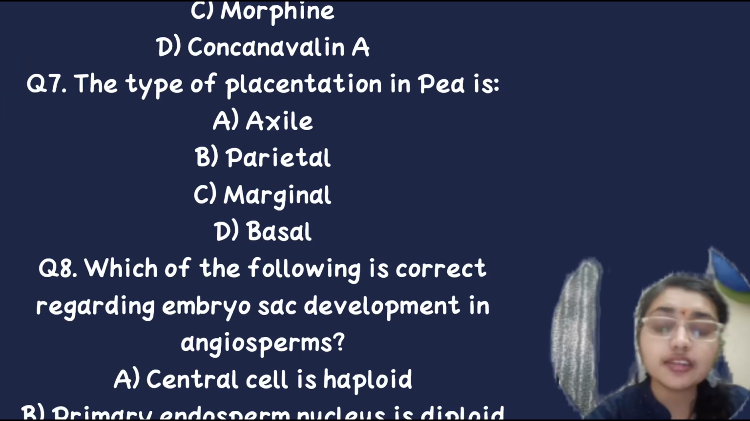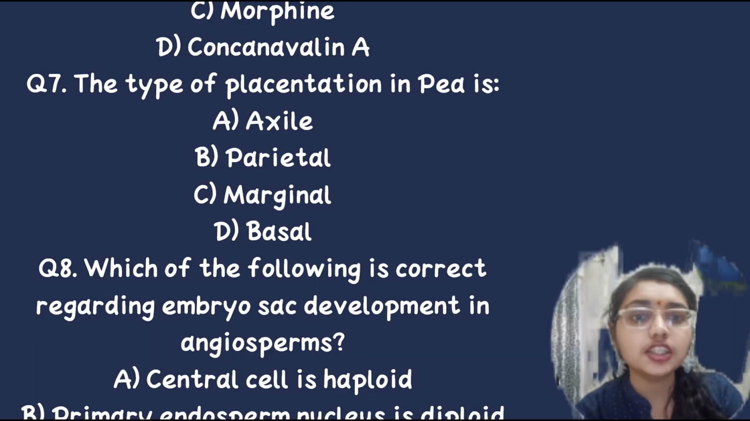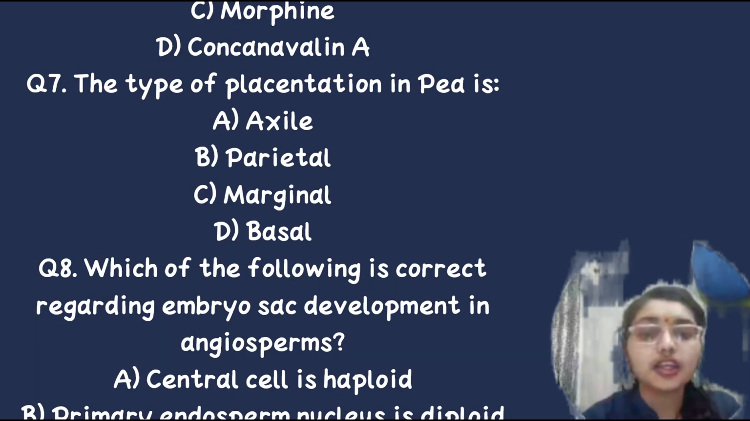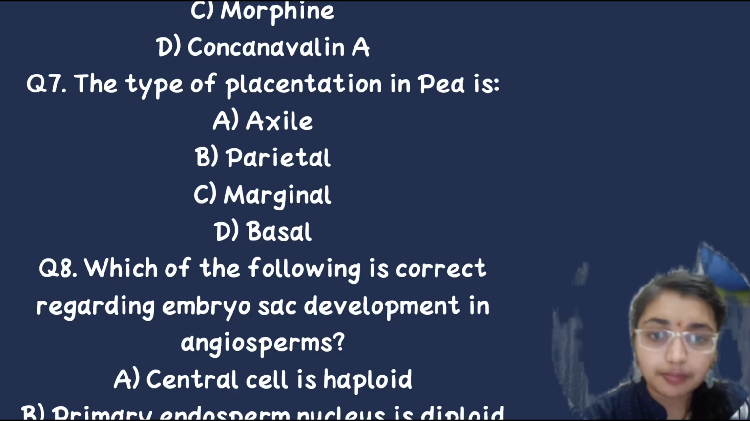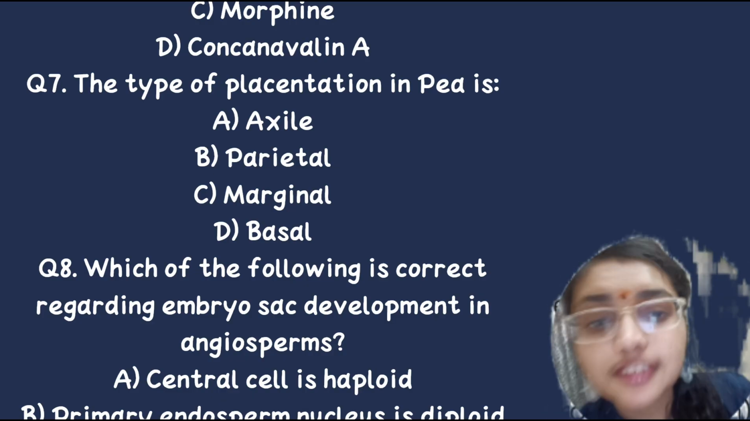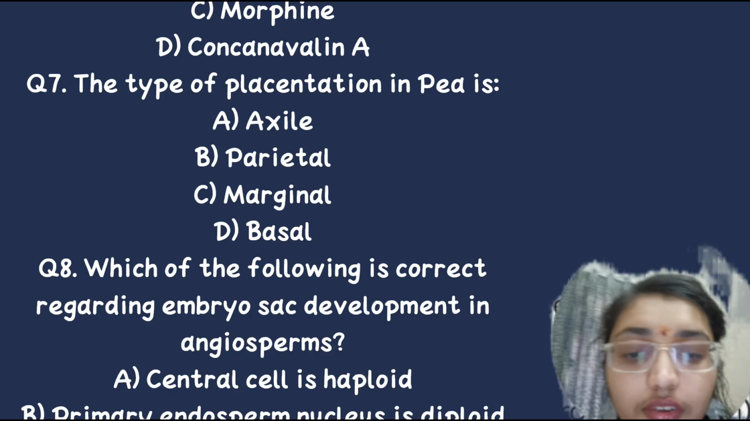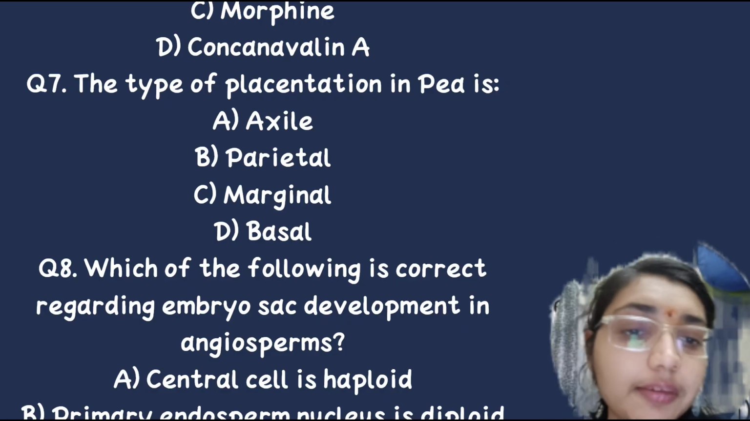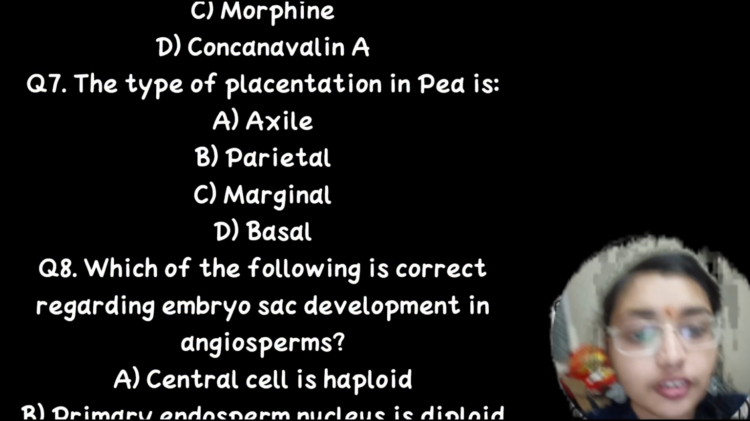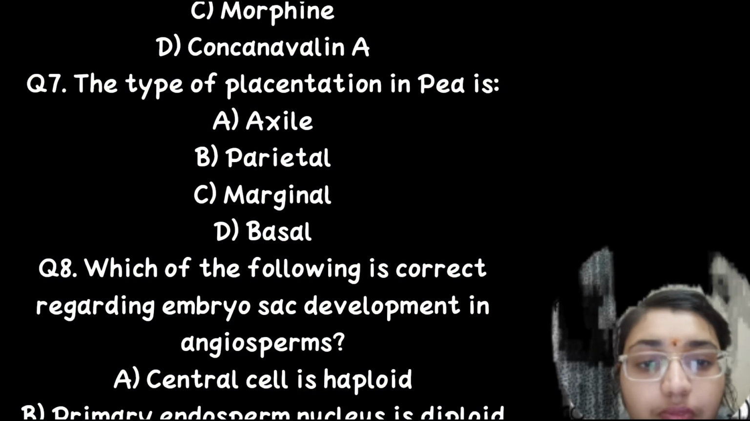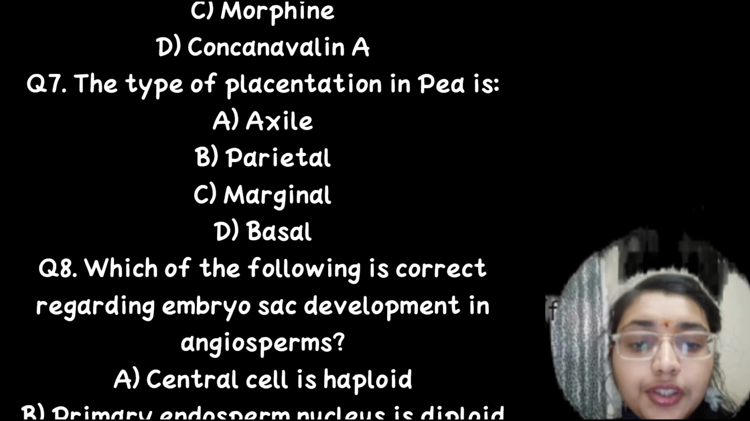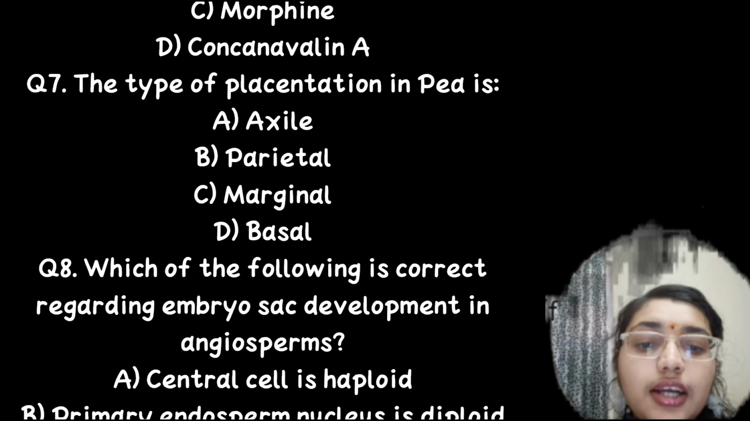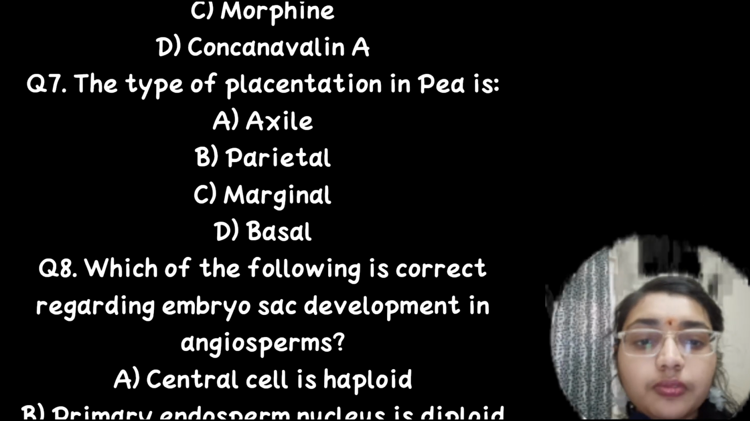Now the type of placentation in pea is marginal placentation, which we can see in the pea plant. Pea belongs to family Fabaceae. In family Fabaceae the ovary is monocarpellary, arranged along the ventral suture, that is marginal placentation.